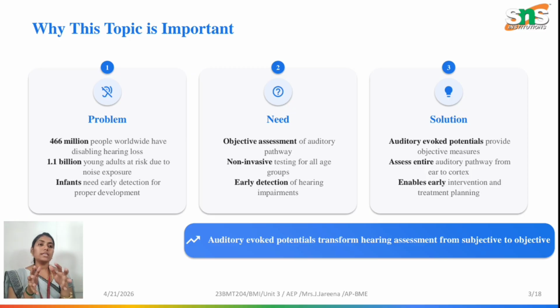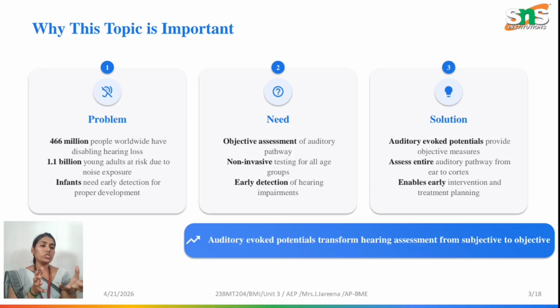So that is the reason there is a need for objective assessment of the auditory pathway. They need non-invasive techniques so that it is suitable for people of any age, right from infants to elderly people. If we have such an assessment or non-invasive technique that has the capability to analyze the problem early, then we have the chance to improve people's quality of life. So that is the need for this problem.